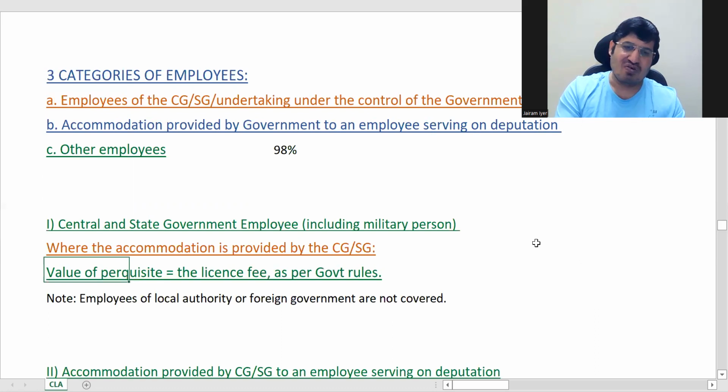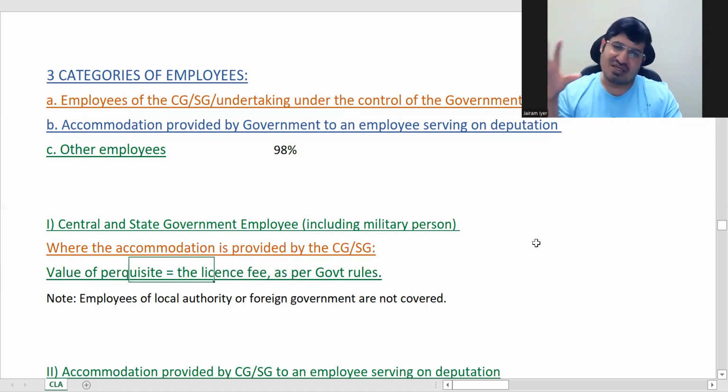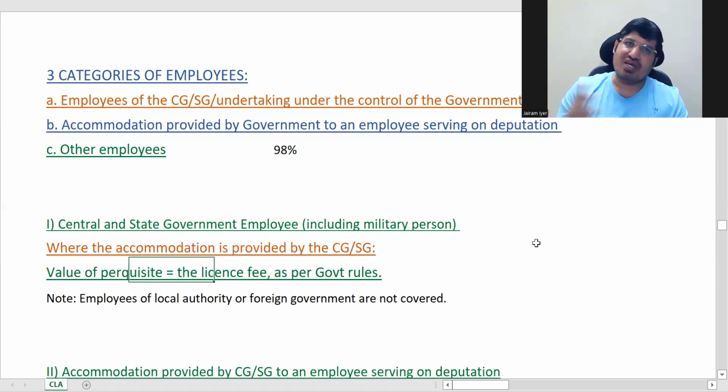So here you don't have to break your head too much on this. The license fee will be given to you in the question. You don't have to search it from somewhere. Straight away the license fee will be given. Along with license fee, they'll give some other fee and all, so you should be able to pick up the license fee for this purpose. That's all. So value of perquisite will be license fee, as one figure it will be given. License fee basically is government rules for various areas, what is the rate, fee, and all that.